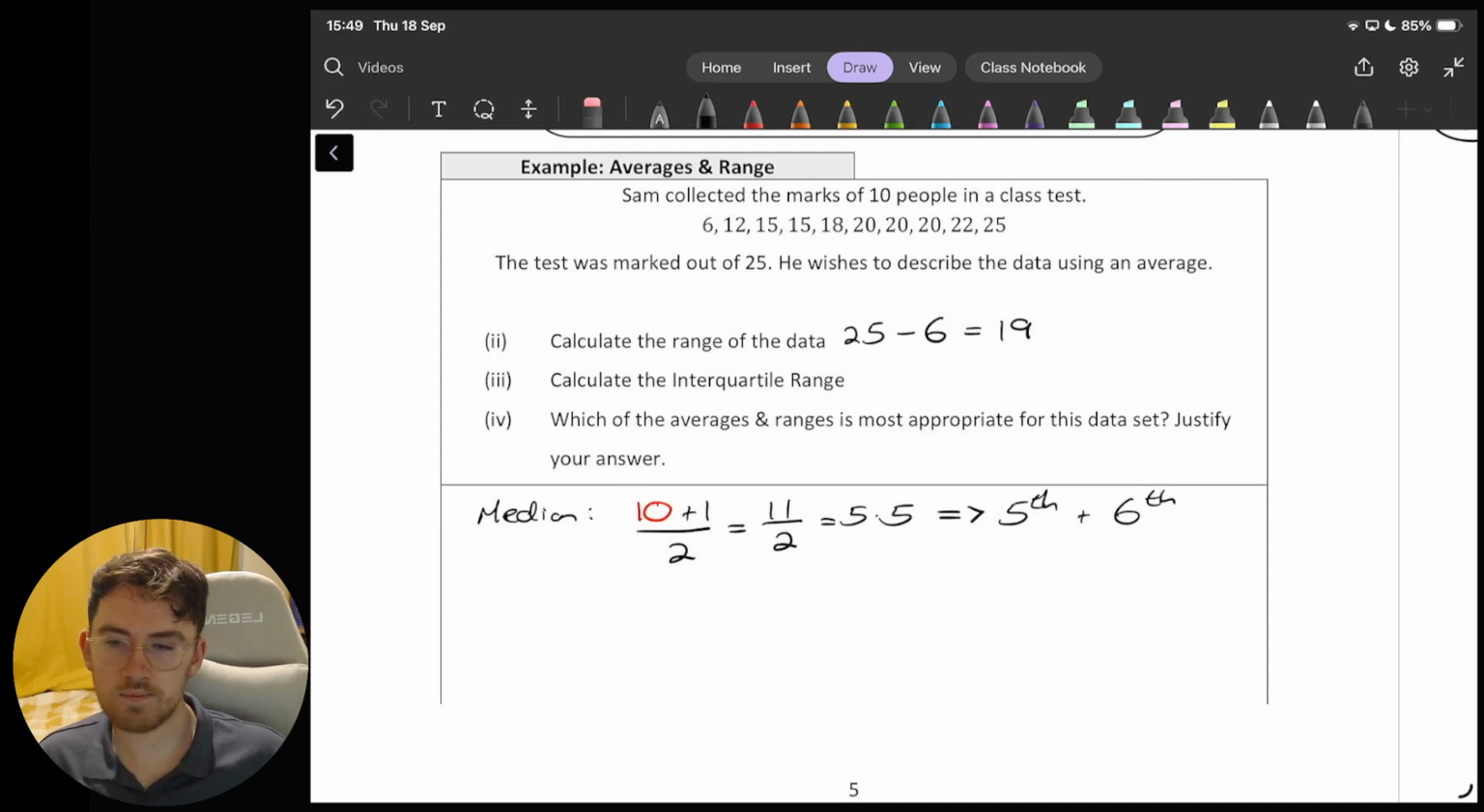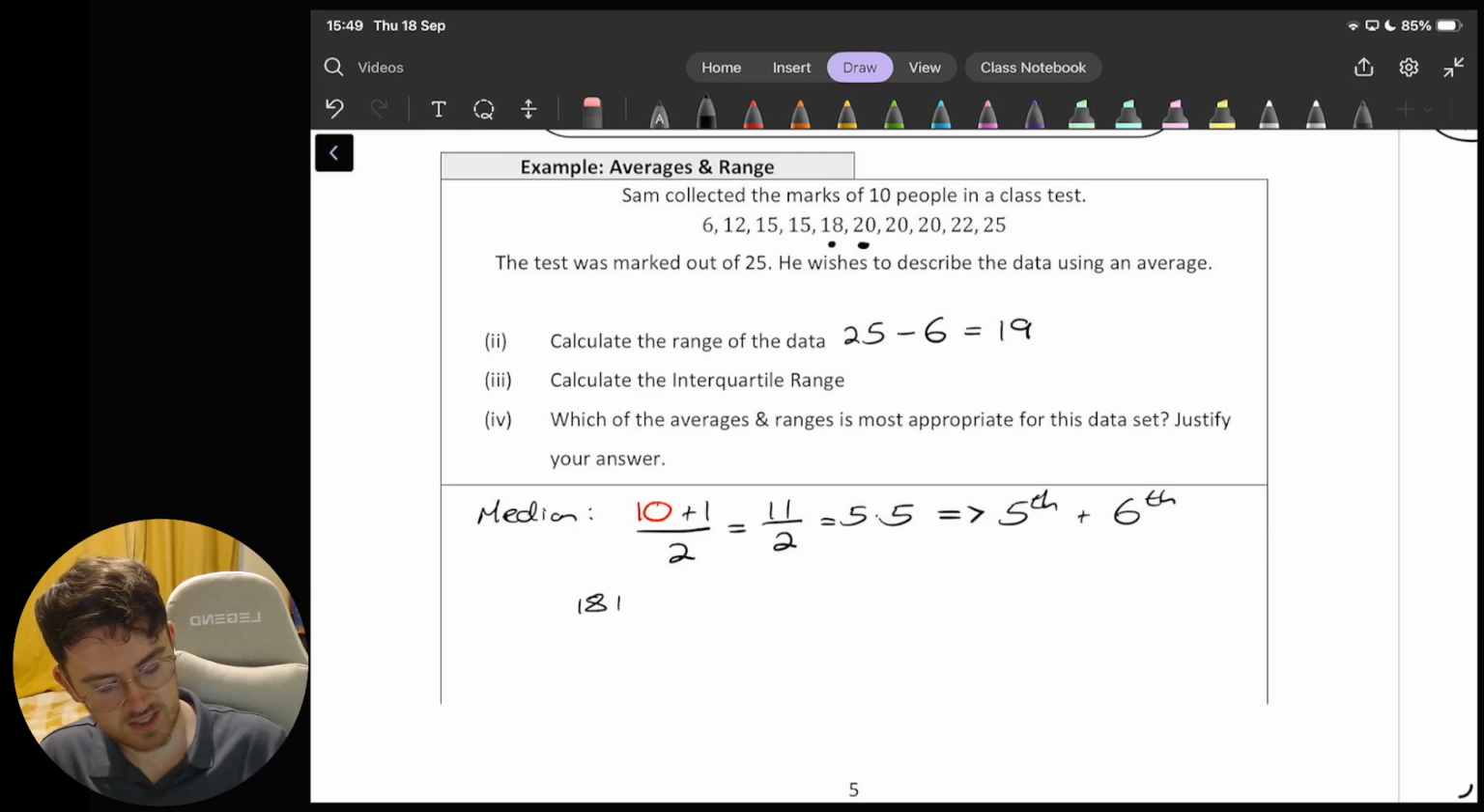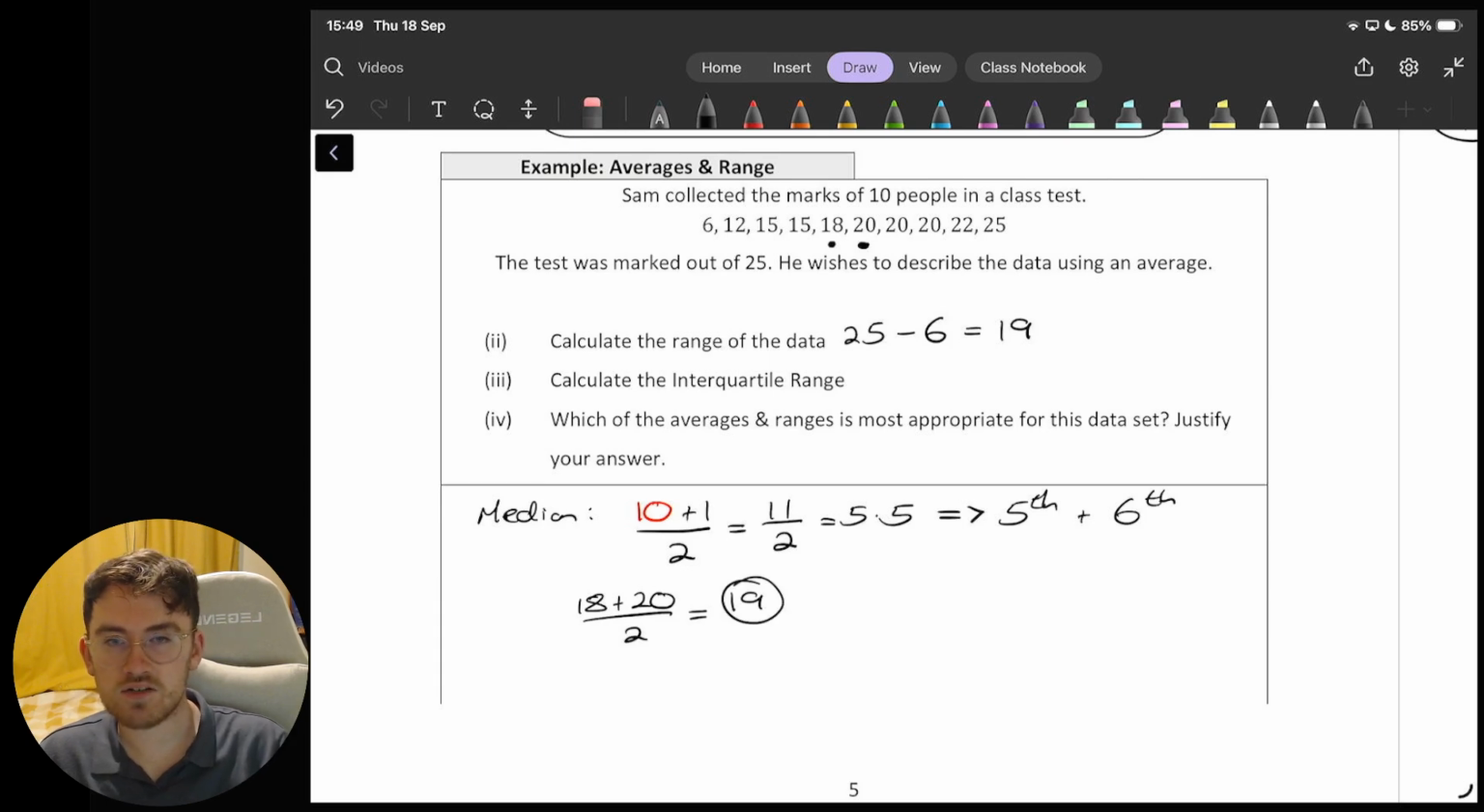Because we know the median doesn't have to be one of the terms in the data set. It just has to be a middle value. So we're going to look between the 5th and the 6th term here. That's going to be between 18 and 20. So let's take an average, 18 plus 20. We could probably work it out without actually adding them, but the median here is going to be 19.